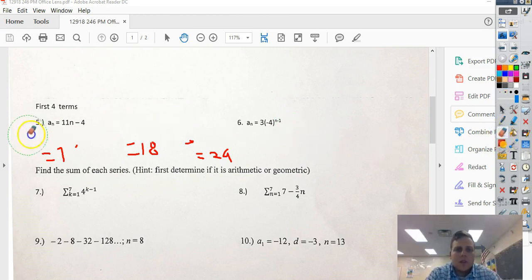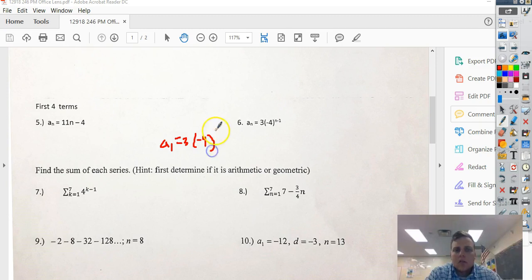All right, let's do problem 6. Same idea. You're just going to plug in the 1 right here. So the first term, a sub 1, is equal to 3 times negative 4 raised to the 1 minus 1. Now this is the long way. Really the fast way is just to recognize that 3 is going to be your first term, because 1 minus 1 is 0, negative 4 raised to 0 is 1, and 3 times 1 is 3.